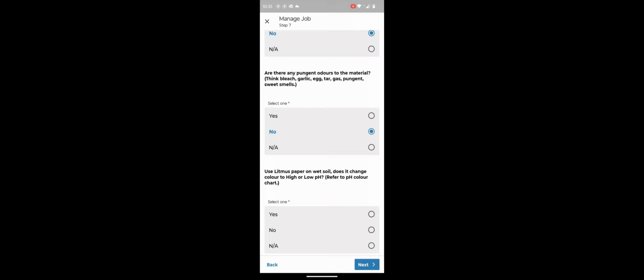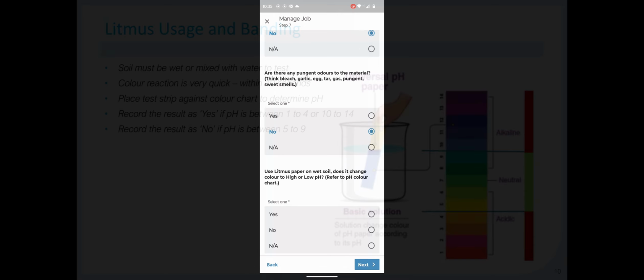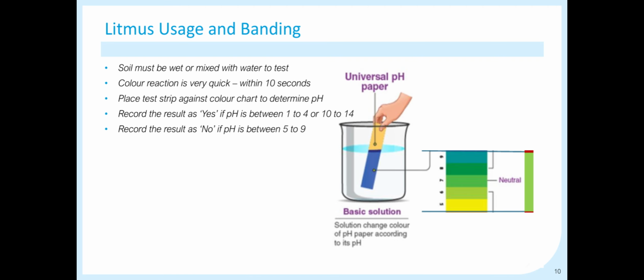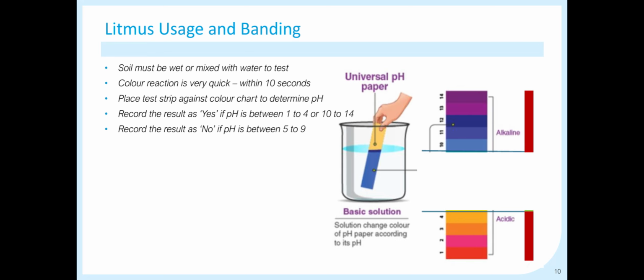Question 7 is the litmus test. Take your plastic pot, add soil from the subbase, mix it with water, and dip in the litmus paper. Compare the result with the chart provided to you, not the one in the booklet. If the result is neutral and shows green, select No. If it is in the acidic or alkaline areas highlighted in red, select Yes.